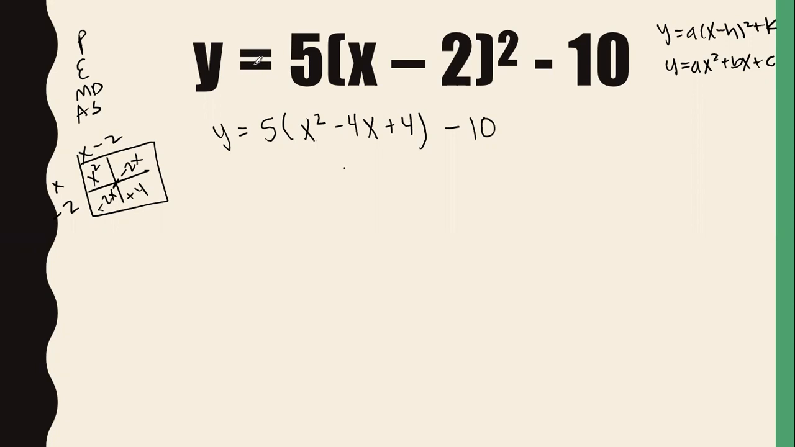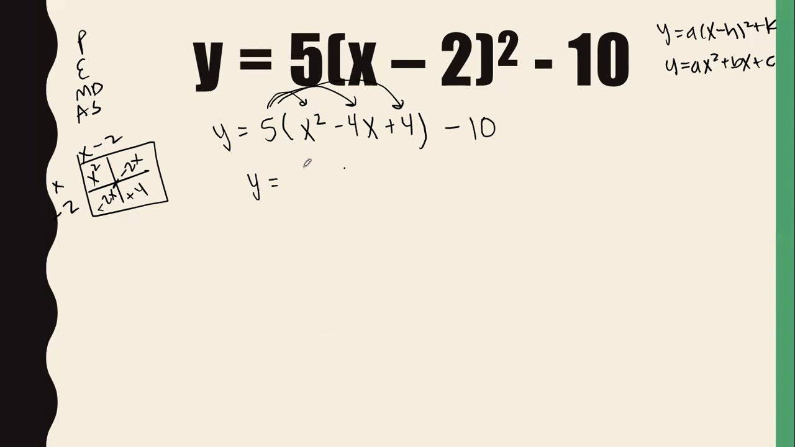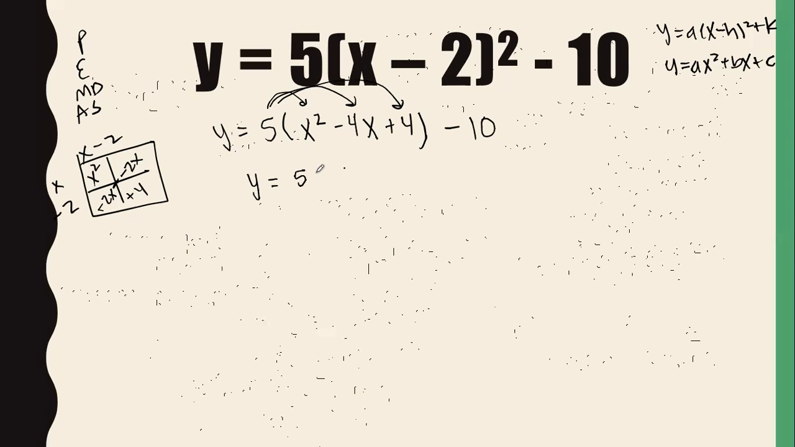So what I'm trying to do right now is simplify this down. I would distribute. So I'm going to distribute this 5. You're actually distributing, yeah. So 5 times x squared would give me 5x squared. 5 times negative 4x will give me negative 20x. 5 times 4 is positive 20 minus 10.